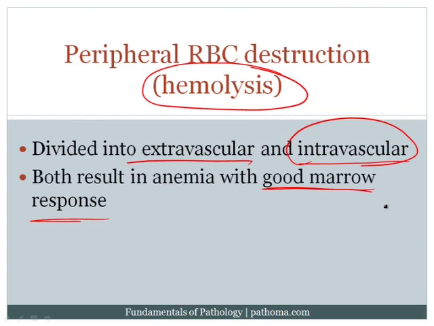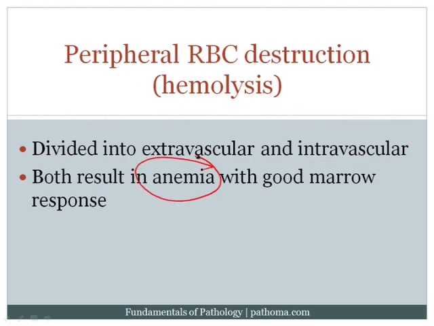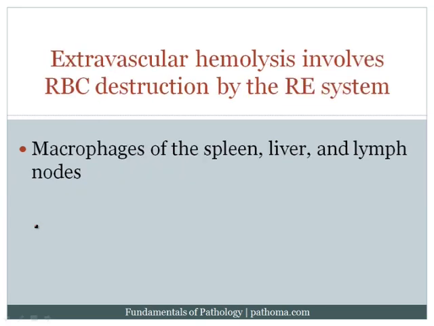Now in both cases, we're going to get an anemia because we're destroying red blood cells, but there will be a good bone marrow response. That is, the bone marrow will be producing greater than 3% reticulocytes if we look at the corrected reticulocyte count. It's important to be aware of the basic principles that underlie each of the types of hemolysis so that we can understand the clinical findings that will be seen if there is extravascular or intravascular hemolysis. So let's start with extravascular hemolysis.